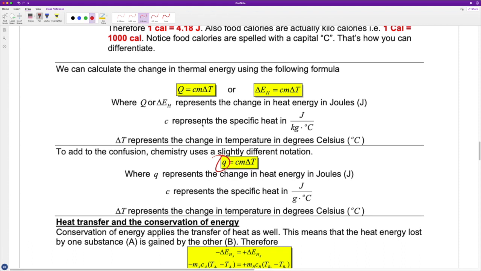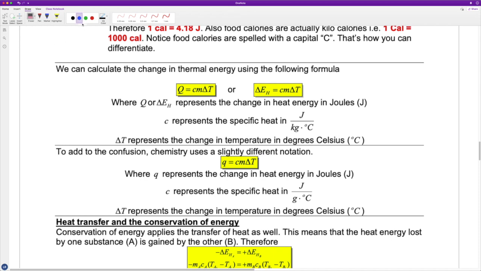So the Q represents the change in the heat energy in joules, right? The little c represents that specific heat number. I mentioned that for water, it's 4,180 joules per kilogram degree Celsius. Other materials have a different c. M represents the mass of the material in kilograms, and delta T represents the temperature change in degrees Celsius. And I'm realizing here I don't think I actually explained what m is, so I'm going to have to go back and re-edit my notes.